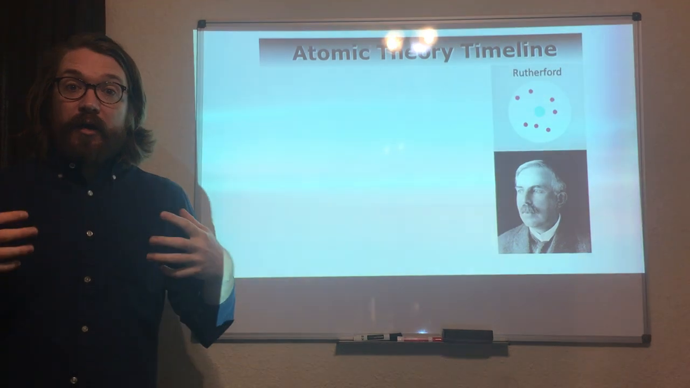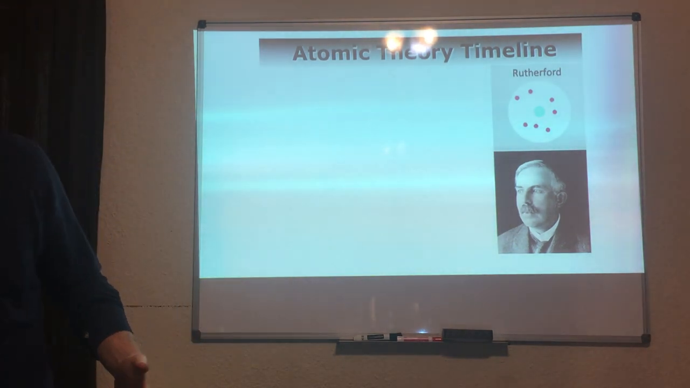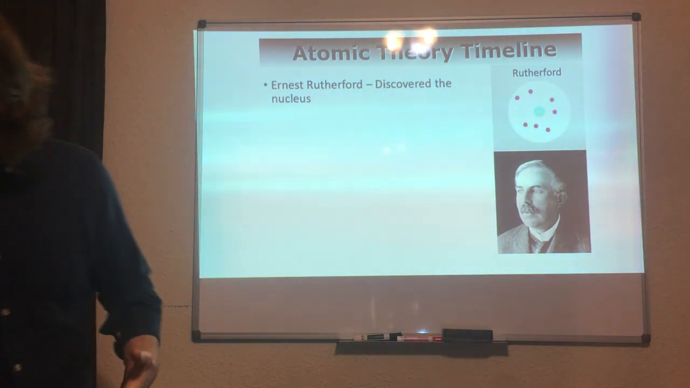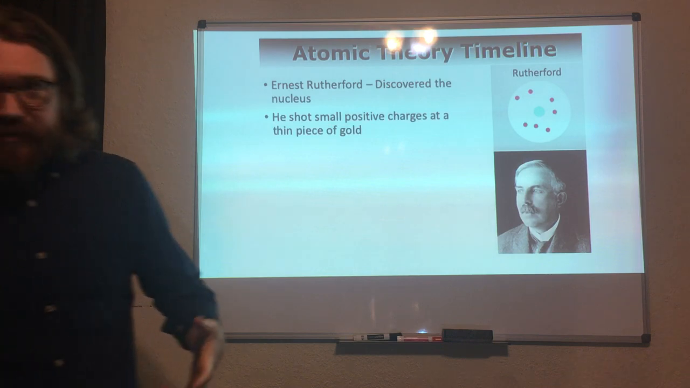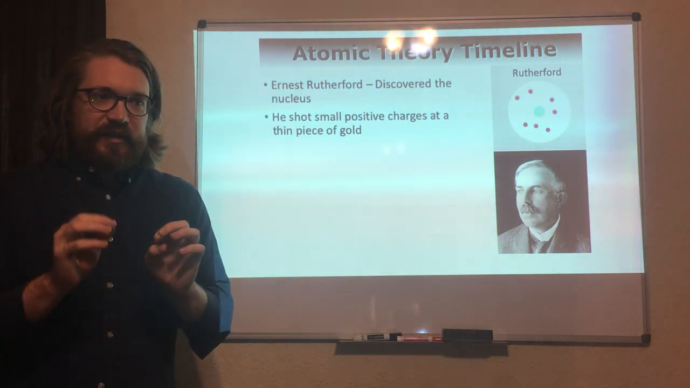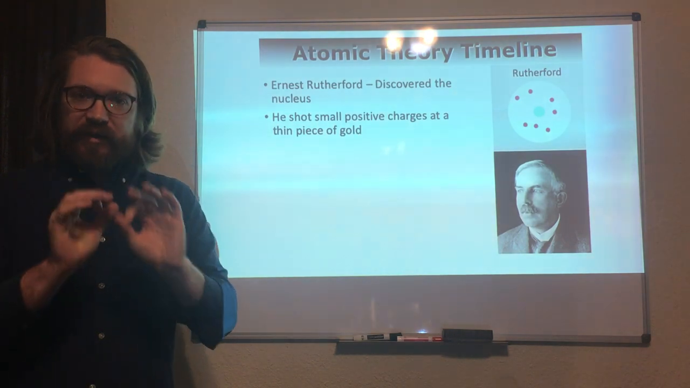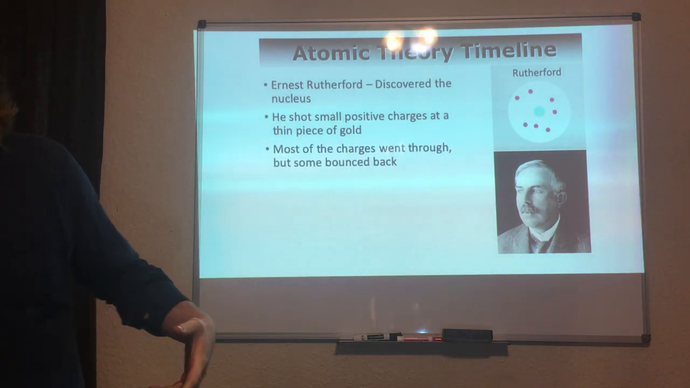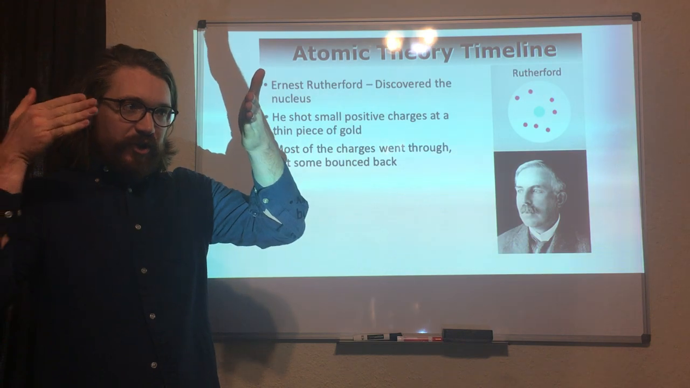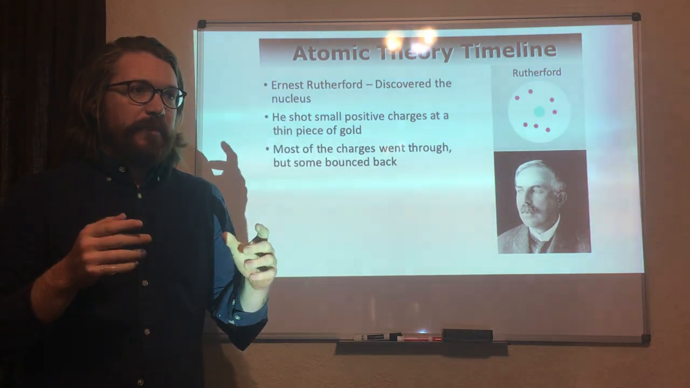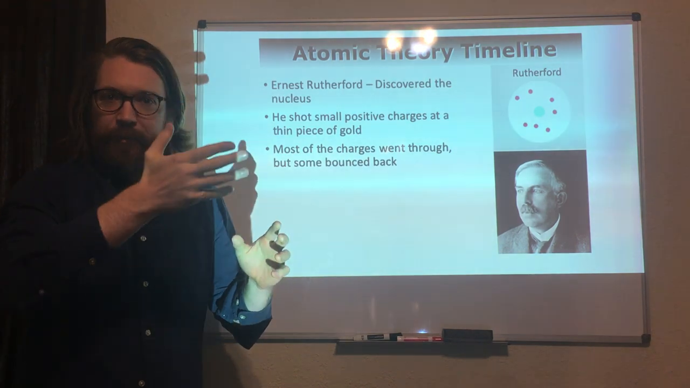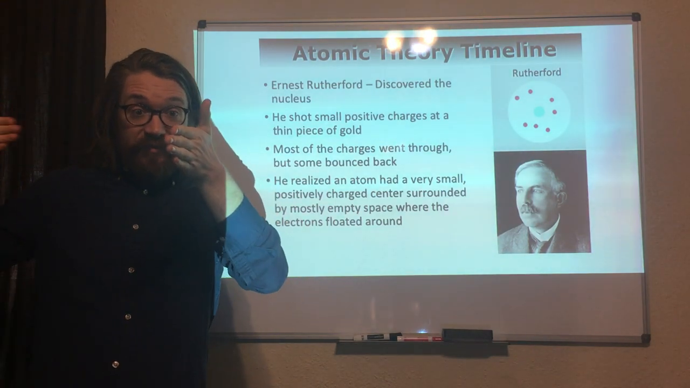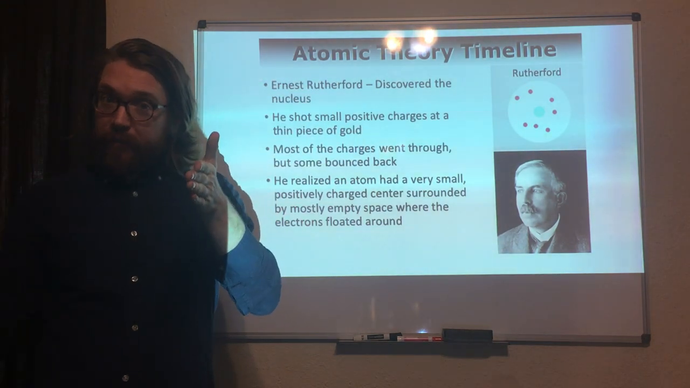Moving forward, one of J.J. Thomson's students was named Ernest Rutherford, and Ernest Rutherford is the guy that discovered the nucleus. The way that he did this was, at the time, he was experimenting, and he was shooting these little tiny things called alpha particles, which are positive charges, at a thin sheet of gold. What he thought was gonna happen is that the positive charges would just go straight through the gold, like a bullet going through a piece of paper. That's not exactly what happened. Some of the positive particles went through the gold, but some of them bounced back.